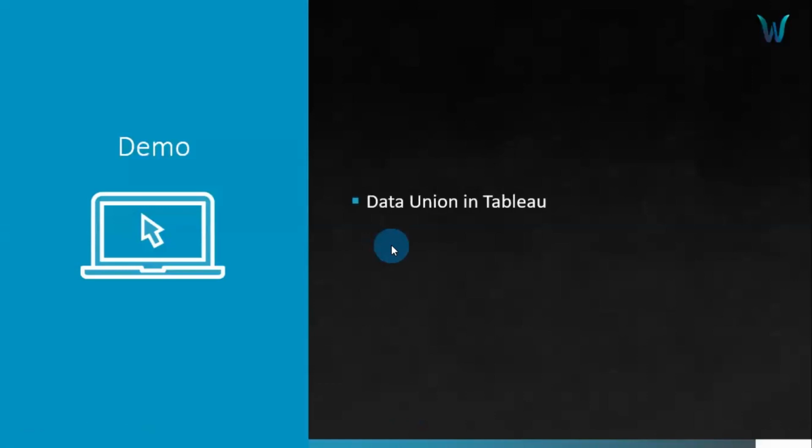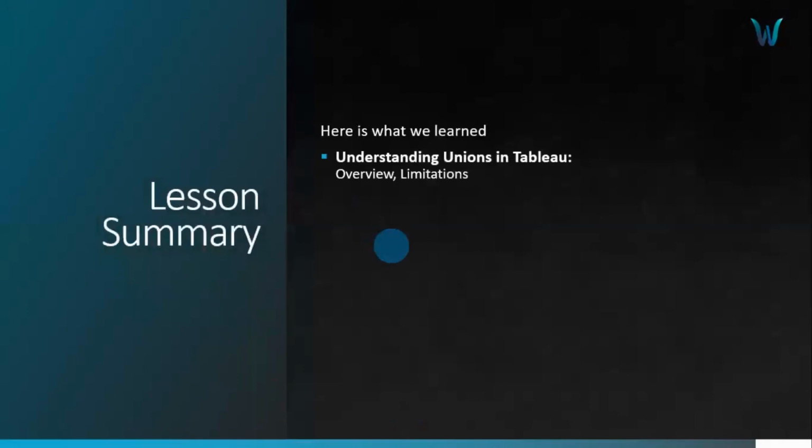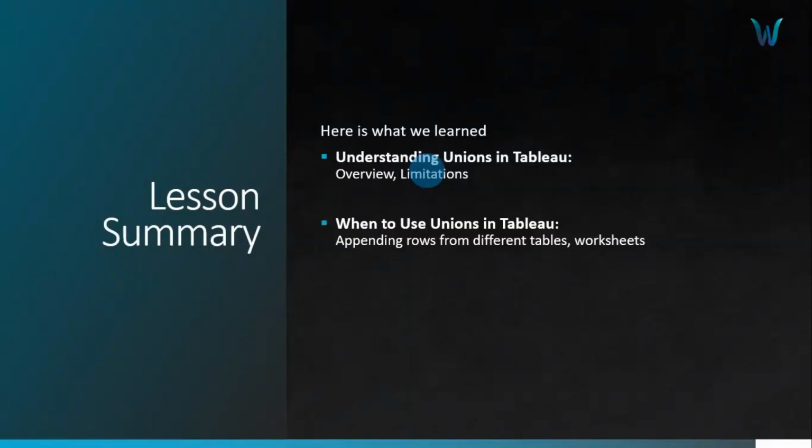So we're able to illustrate how to combine data in Tableau using the unions option. In this video, we learned how to union data in Tableau. We looked at the overview of data unions in Tableau and limitations: you can't union data across different data sources, they must come from the same source. We also looked at when to use unions, when you're trying to append rows from different tables, worksheets, etc. And lastly, we saw a demo where we used manual unions and also wildcards in Tableau to union data.